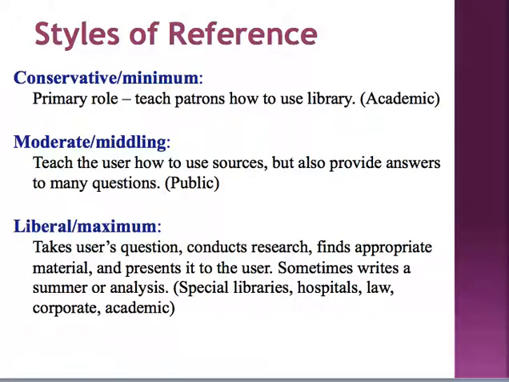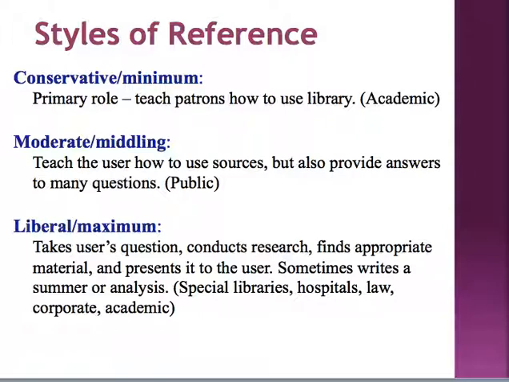So there are three commonly thought of styles for reference. The first is called conservative or minimum, and the primary role in this scenario is to teach patrons how to use the library and help them find sources, but not read or interpret them. And this is often associated with academic libraries.